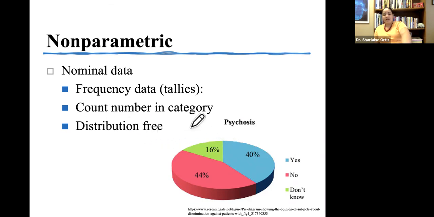So notice that in this information, we're simply tallying. We're simply counting numbers in a category. There are 3 categories here: yes, no, don't know. So we're only reporting the frequency of these 3 categories, these 3 bins, if you will: the yes bin, the no bin, and the I don't know bin.